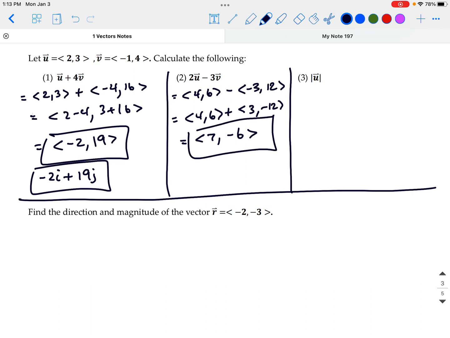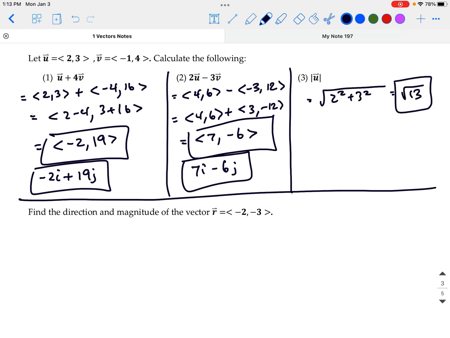Yes. Which we could also write as 7i minus 6j if we were doing unit vector form. Number 3 is find the magnitude of u. So that's just going to be the square root of the sum of the squares. So that's just going to be radical 13.